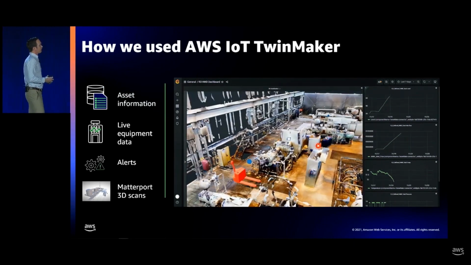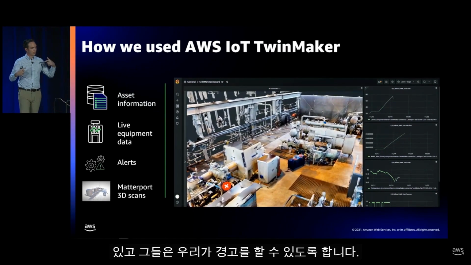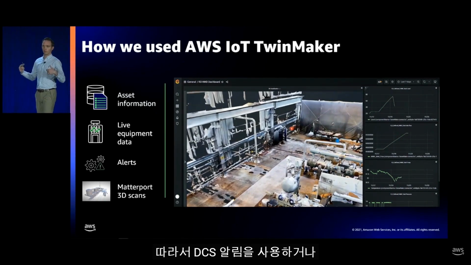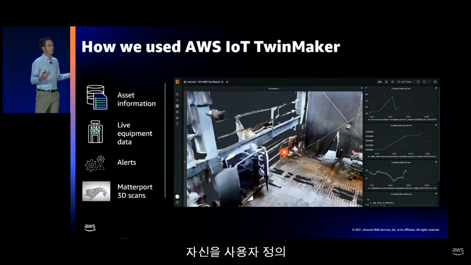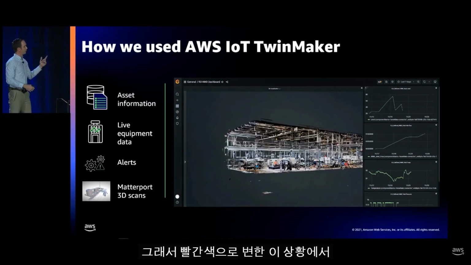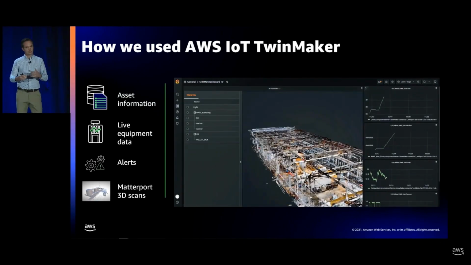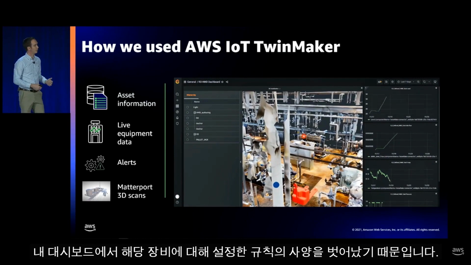And then you have Twinmaker who comes in and they allow us to do alerts. So we can use DCS alerts, or you can use control room. You can customize your own and you can build rules around this. So in this situation where it turned red, it was because it was out of spec for a rule that I set for that piece of equipment in my dashboard.